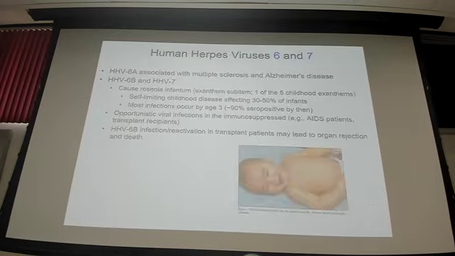And getting towards the end of the herpes viruses, I split this up a little bit. This should be human herpes viruses 6 and 7 on this slide, and then 8 should be on the next slide. 6A is associated with multiple sclerosis and Alzheimer's disease, but there's not a lot known about those associations, so they're not well characterized yet.